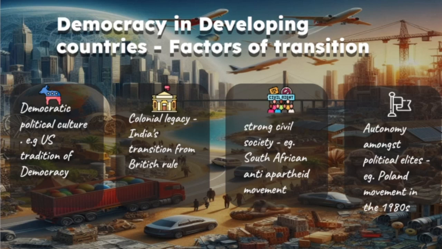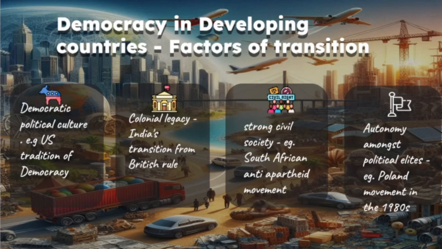Number 1 is the democratic political culture that any developing country must have, or must practice. Number 2, we look at the issue of colonial legacy and its impact on state development. Number 3, the strong civil society, the importance of civil society, and lastly, the autonomy amongst political leaders. Now, these are various factors that influence democratic transition and stability.